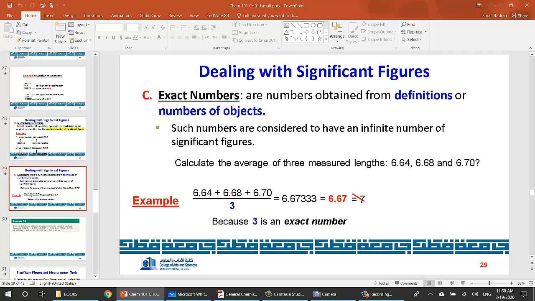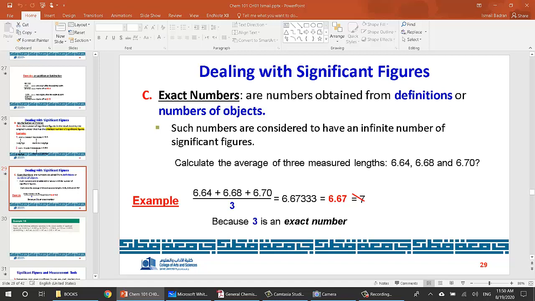There's something called exact numbers. Exact numbers, you cannot round them. When you say 3 people, or 3 atoms, or 1 inch equal to 2.54 centimeters, that's an exact number. You cannot actually play with that number.